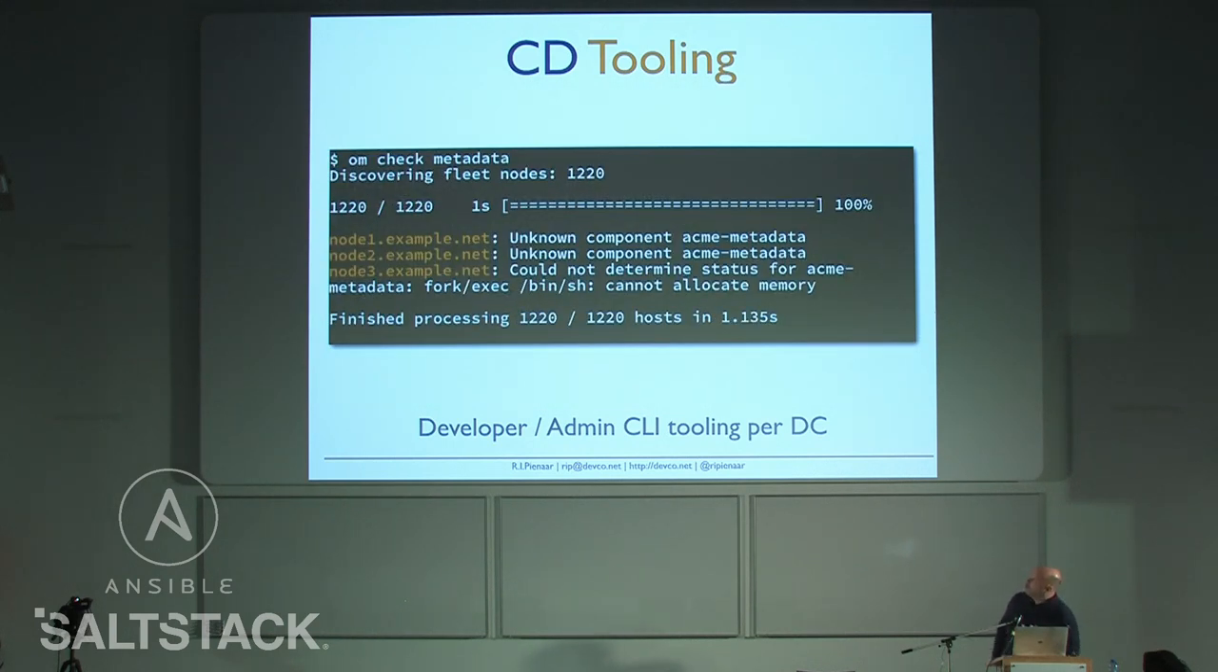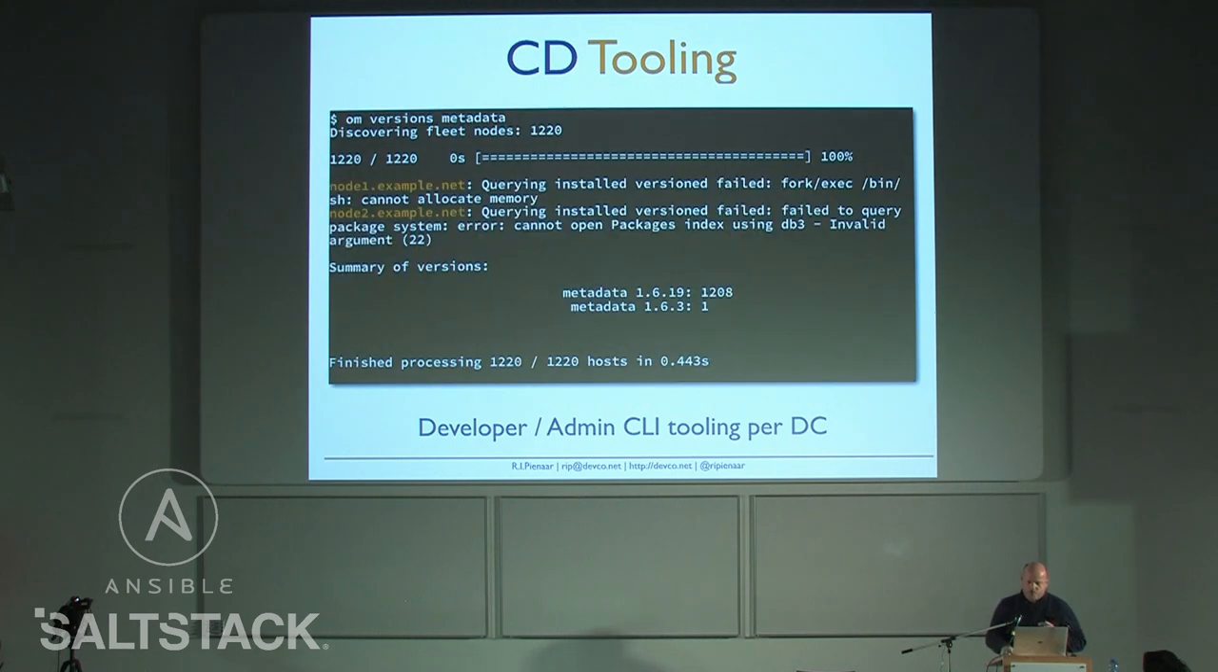You can see here I do OM check metadata. It would reach out to the network, find all the machines that has the metadata component installed, health check them, and report. So this was my lab. We had 1,200 machines there, and some of them were in a bad way. And you can see we health checked the whole fleet, and there's three of them that's bad. And it takes a second.